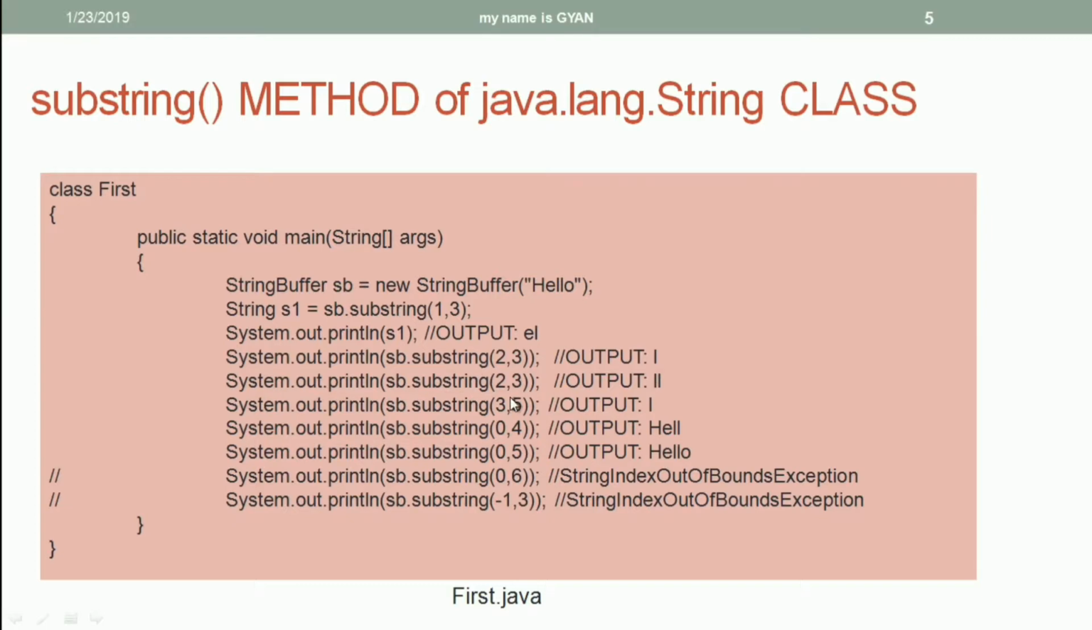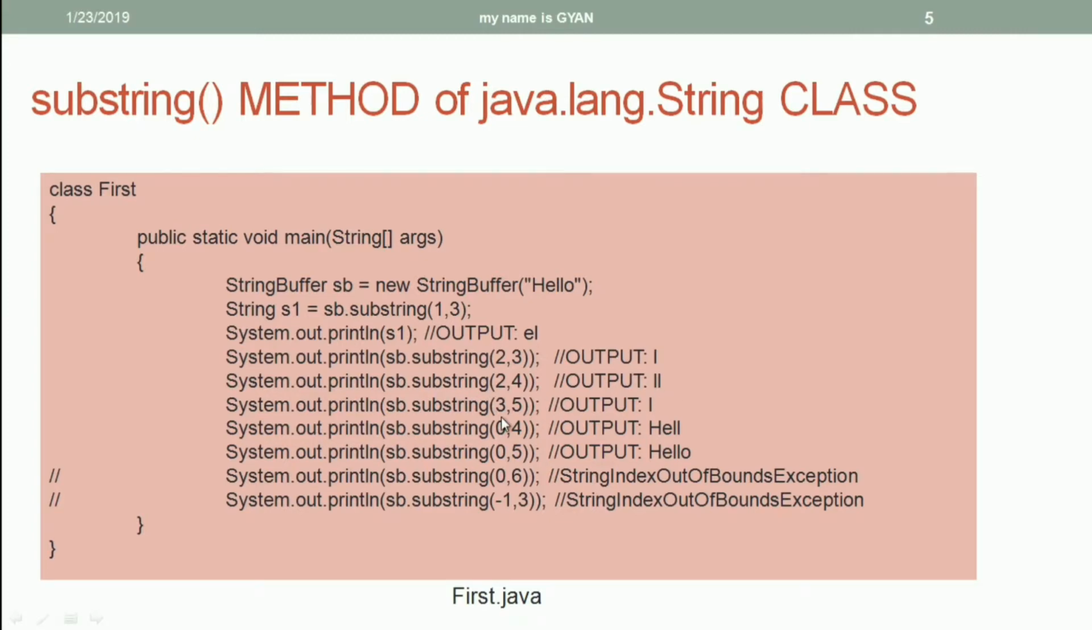I think here is something wrong. It should be 4. Let me change it. So in this case, start from the index 2, means start from the first L and go up to 4 minus 1, means go up to 3. So start from 2, go up to 3 and take these two characters and create a new string object by using these two characters. After that we are printing the content of that newly created string object which contains only LL.